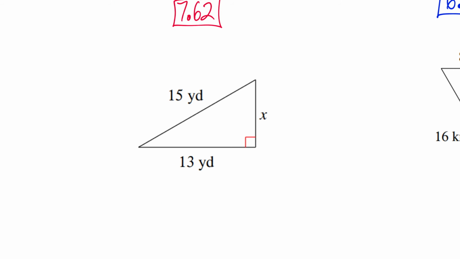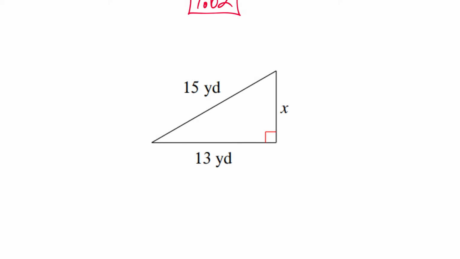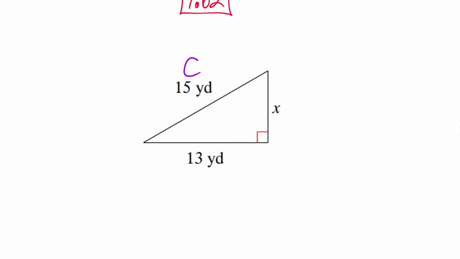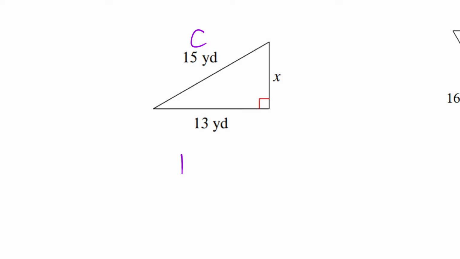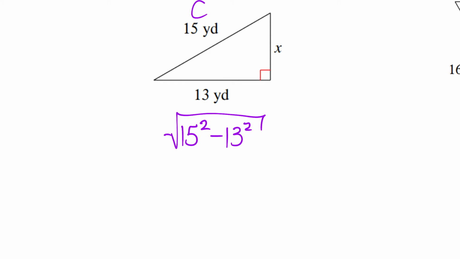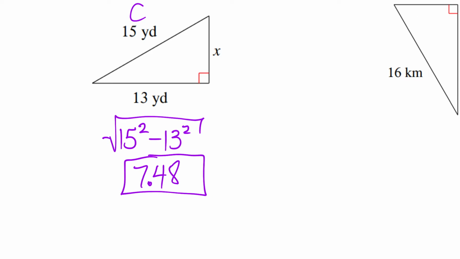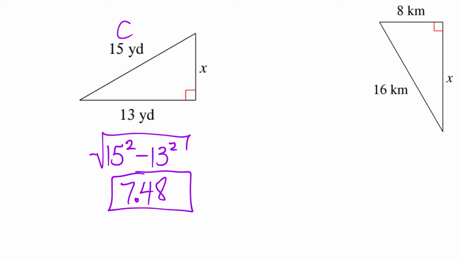All right, next one. Which one is the C on this one? The 15. So when we know the C, what do we do? We subtract. So it's going to be like this. 15 squared minus 13 squared. Everything is the same. It's just whether this is an add or subtract. When you know the C, you subtract. 48, right? It's 7.48. Or 49? What is it? It's 48.